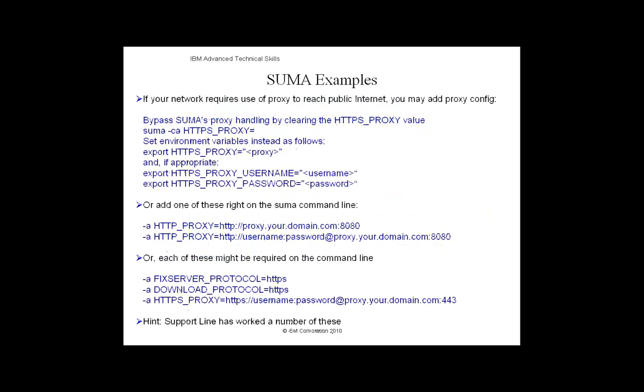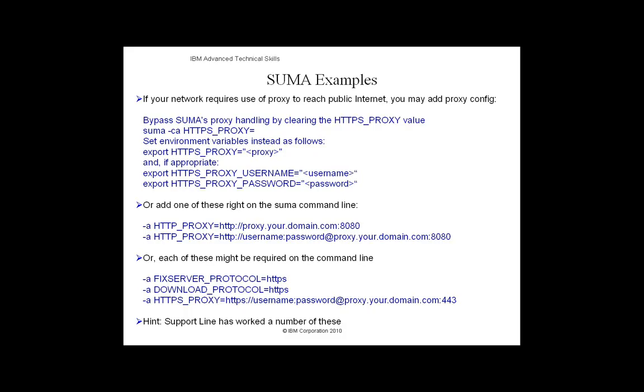SUMA, one more page. They've done a lot of work. If you use a proxy to access the internet, there's various options you can use with SUMA. You clear the proxy settings with suma -c HTTPS_proxy= and a blank. You can set environment variables, or you can use things on the command line. I like some of those that call for user and password, right? -a, right in the middle of the page, -a http_proxy=username:password@yourproxy.com:8080. If it's HTTPS, it's :443 on the end.